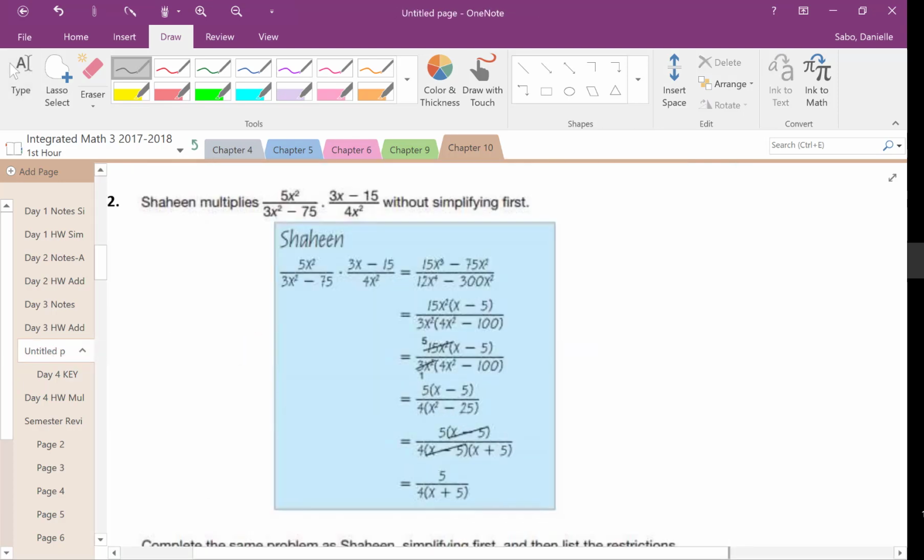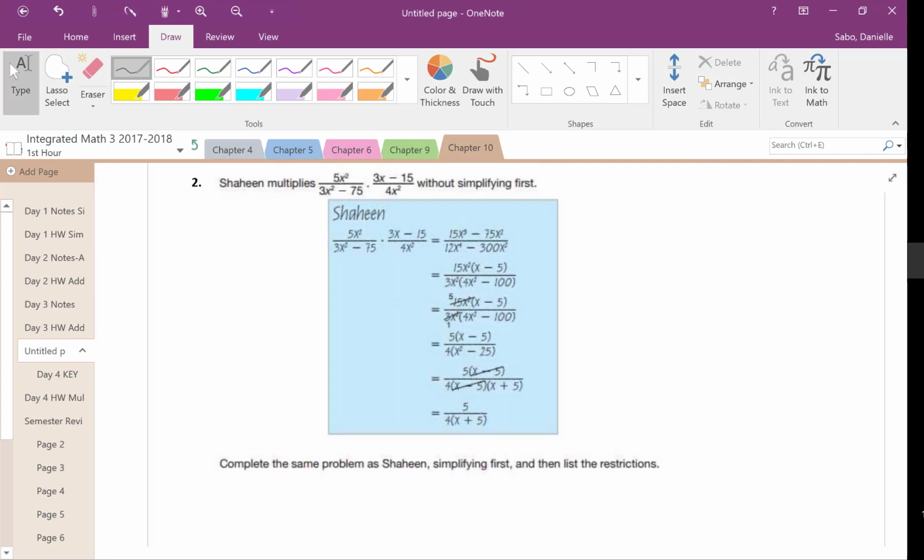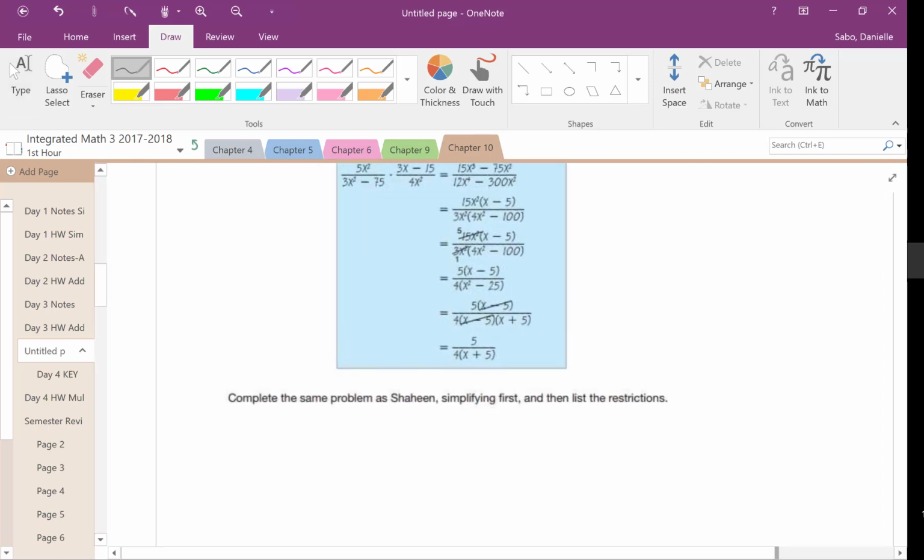So let's flip. Let's look at number 2. In this problem, what she did was method A. She multiplied first, and then she simplified. So as you can see here, that's a lot of work. Let's see how it works if we did method B, where we simplify first, and you can kind of tell me which one you guys prefer. So complete the same problem. I'm going to write it out.